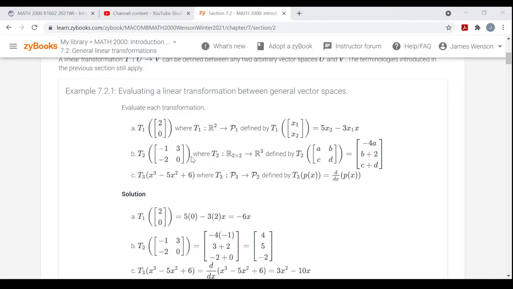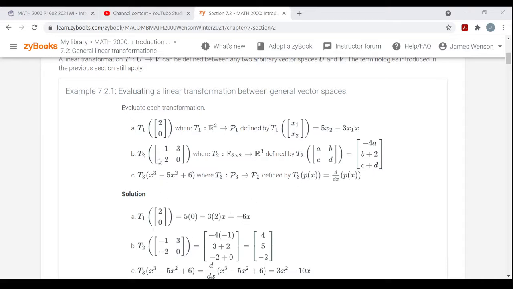For the second example, T2 is this transformation from the set of 2 by 2 matrices, right, with real entries, R2 by 2, to the set of vectors with 3 components, R3. And it does it this way. It takes a 2 by 2 matrix with entries A, B, C, D, and its output is a vector with 3 components. The first component is -4 times A, second component is B plus 2, third component is C plus D.